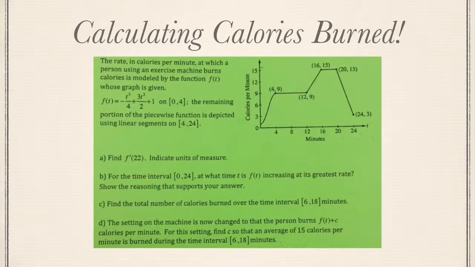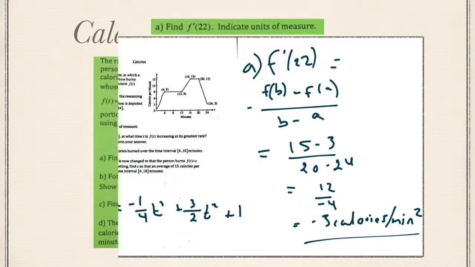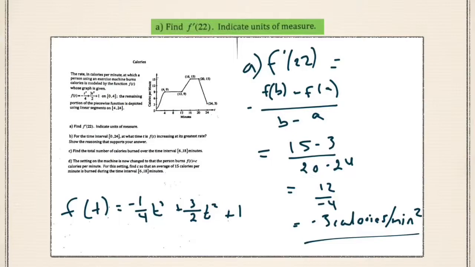The remaining portion of the piecewise function is depicted using linear segments on the closed interval of 4 to 24. Okay, so part A asks us to find f prime of 22, indicate units of measure. Since we know t is equal to 22, which is between 20 and 24, we know that f prime of 22 is equal to f of b minus f of a over b minus a, and by plugging in each number and looking at the graph, we get 15 minus 3 over 20 minus 24, and it simplifies to negative 3 calories per minute per minute.